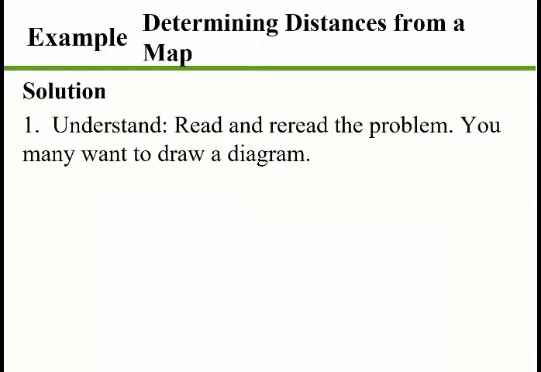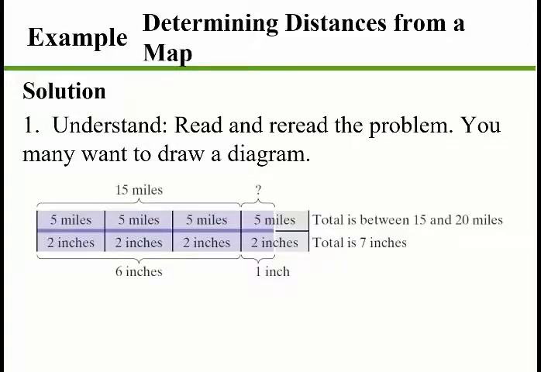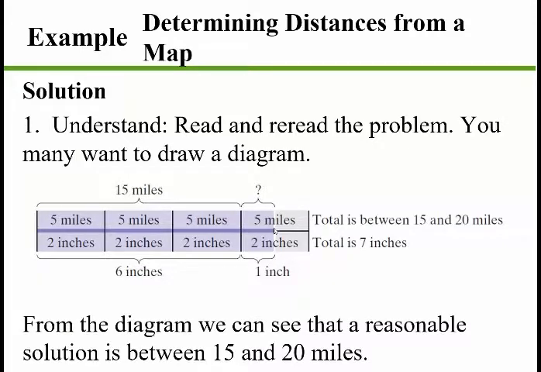So the first thing you want to do is understand it. So you want to read and reread the problem. You may want to draw a diagram. By drawing a diagram here, what I mean is, every 2 inches is 5 miles. So I know right off the bat that 6 inches, well, that's 5, 5, 5 is 15 miles. So I have something here, all right? Well, the total is between 15 and 20 miles here, so it's going to be somewhere in here. So from the diagram, we can see that a reasonable solution is going to be something between 15 and 20 miles. We just have to figure out exactly what that is.